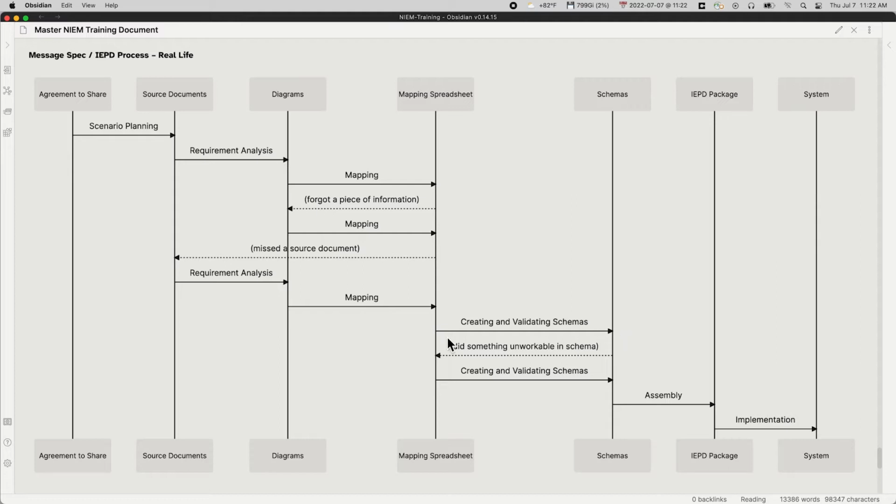And then maybe I go and I start making schemas and I realize I did something weird in my mapping that I can't do well in schema, and I back up and I change my mapping. And then I go and I make schemas and then I assemble it together. And then I implement, and maybe even then at implementation I find problems and I have to go back several steps. It's like a leaf going down a creek. And you throw a leaf in a creek and the leaf goes in one end and it's going to come out the other.